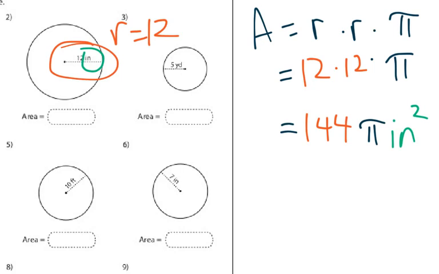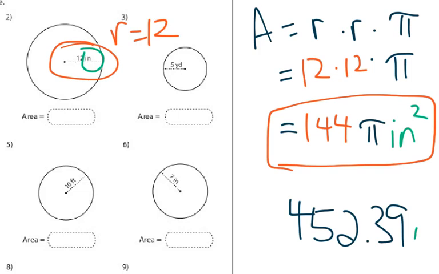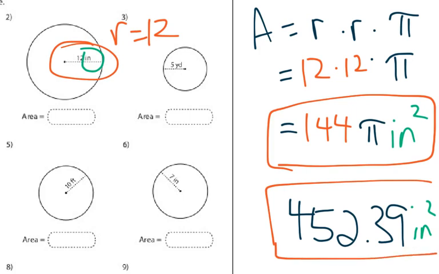This is good, this could be our answer. But we're going to write it again one more time in decimal form. That's going to be 452.39 square inches. Make sure if you have any questions that you ask them. Don't let yourself be confused and not ask for help.